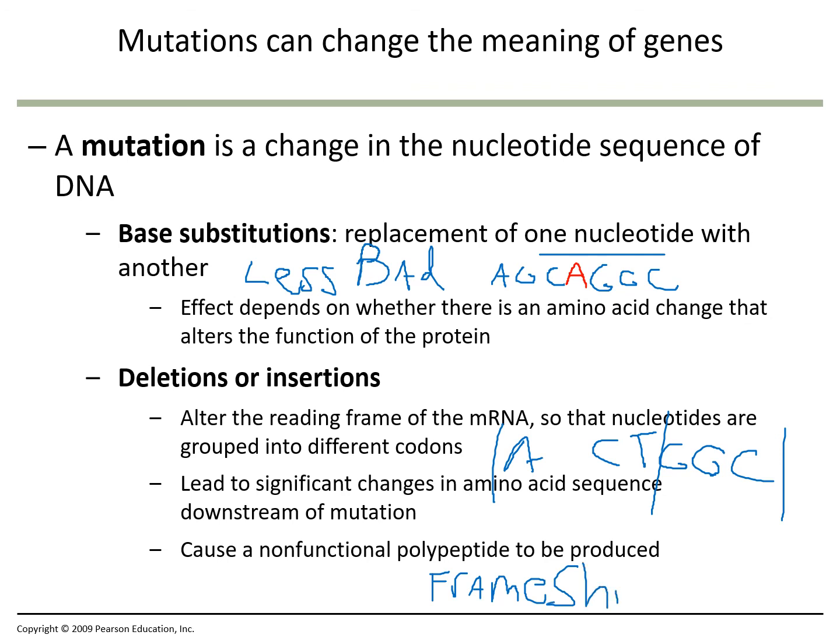And a frame shift mutation means that the whole reading frame is going to be changed from that deletion or insertion on down. So here we had a G, we took the G out. It would have been AGC, that would have been read for one, but without the G there, it's ACT, and so everything's going to change on down the line.